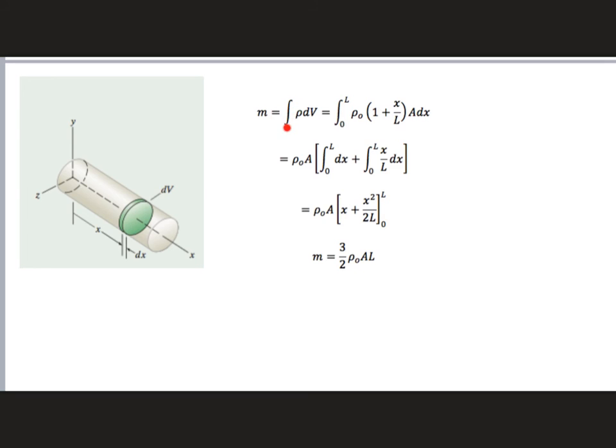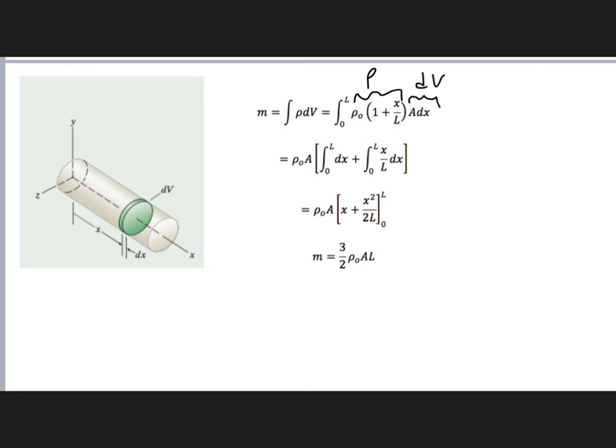To get the mass of the entire cylinder, I want to integrate and add up all the masses of all the slices contained over the whole thing. So I plug in my formula, rho naught (1 plus x over L). That is my rho. And then this second piece here, A dx, that's my dV, because the volume of my little slice is going to have an area A and a height dx. The formula for the volume of a cylinder of height dx and area A is just A dx. And so that gives me my dV.